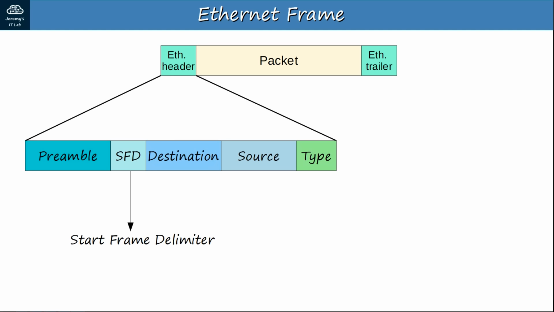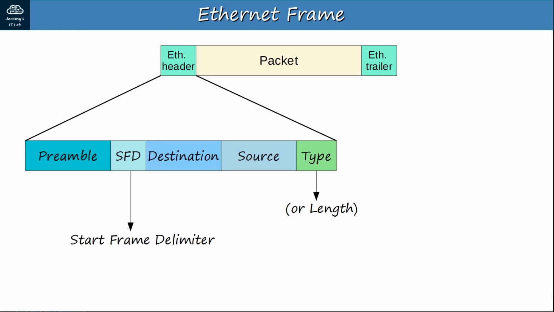The final field in the Ethernet header is the type. It indicates the layer 3 protocol used in the encapsulated packet, which is almost always Internet Protocol, or IP, version 4, or IP version 6. However, sometimes this is a length field, indicating the length of the encapsulated data, depending on the version of Ethernet.